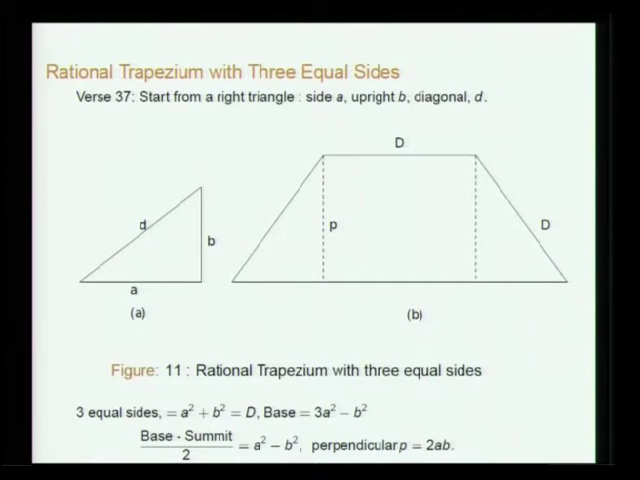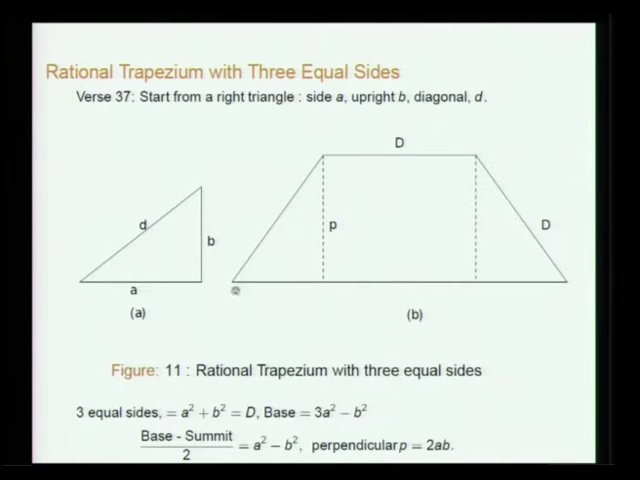Now, a more non-trivial thing is a rational trapezium with three equal sides. So, this is not that easy. Start with a triangle with side A, upright B and diagonal D. Then the three equal sides are constructed like this. The three equal sides, capital D is a squared plus b squared. So, this side, this one and this one, a squared plus b squared, and the base is 3a squared minus b squared, and this base minus summit by 2.